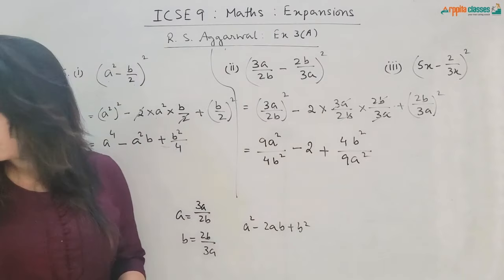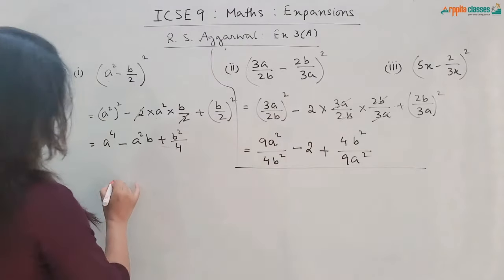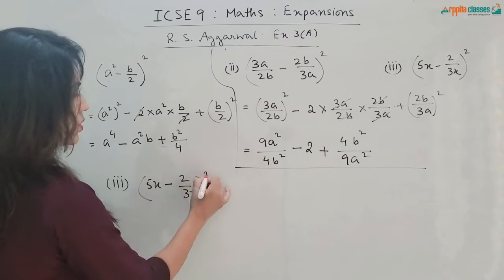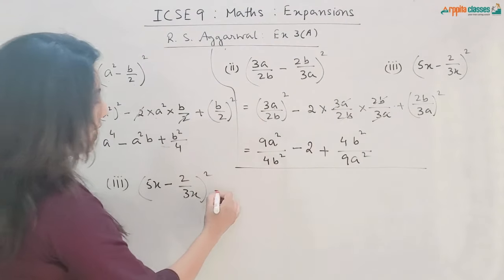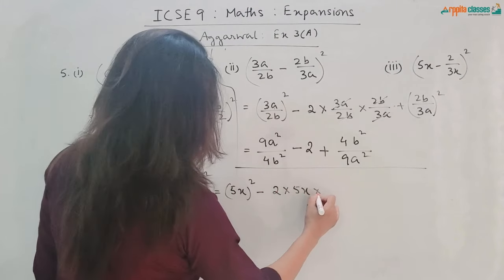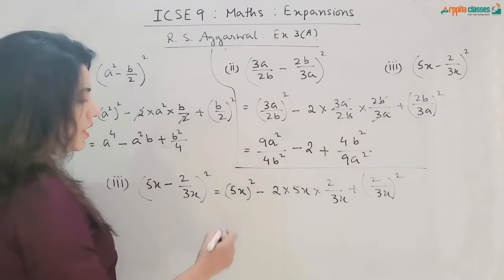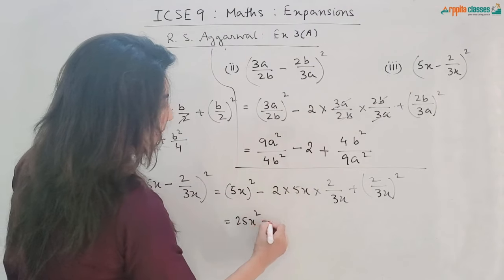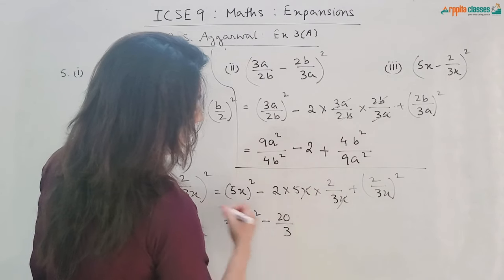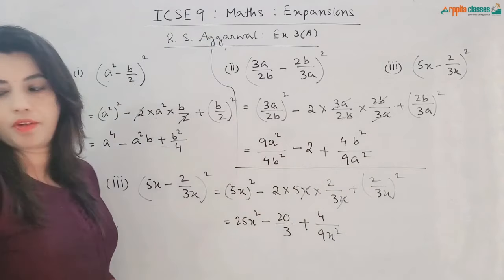Let us do the last sum also. I'll do it here. The sum is 5x minus 2 upon 3x the whole square. Now let us consider our a and b mentally. Our a is 5x, so I am going to write a square minus 2 into a into b plus b square. Okay. So 5 square is 25, x square minus, here x and x will get cancelled, 5 2 is 10, 10 2 is 20 upon 3, plus 2 square, that is 4, 3x square is 9x square. So this is the expanded form of this question.